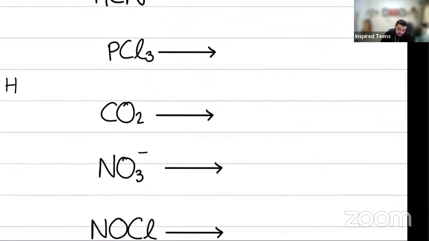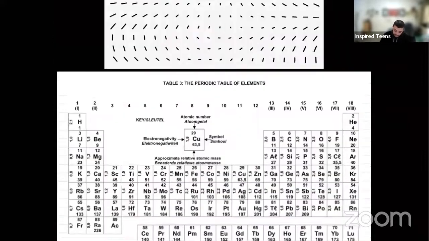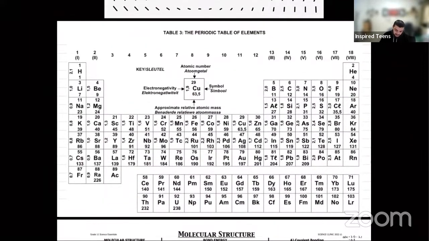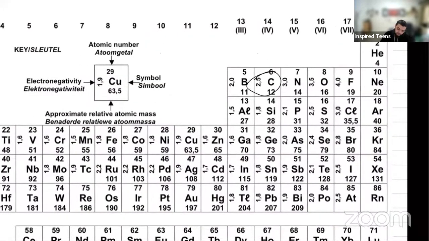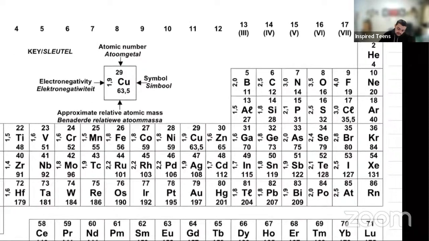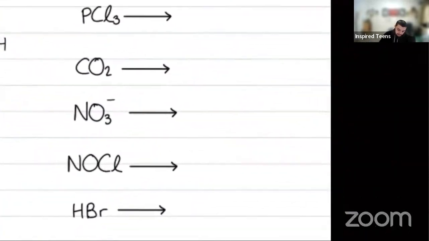Carbon dioxide. So carbon dioxide, first count the electrons, and then place the least electronegative atom in the center. That would be carbon. If we're going to compare that and that, we can say that's 2.5, that's 3. So the least electronegative atom in the center.